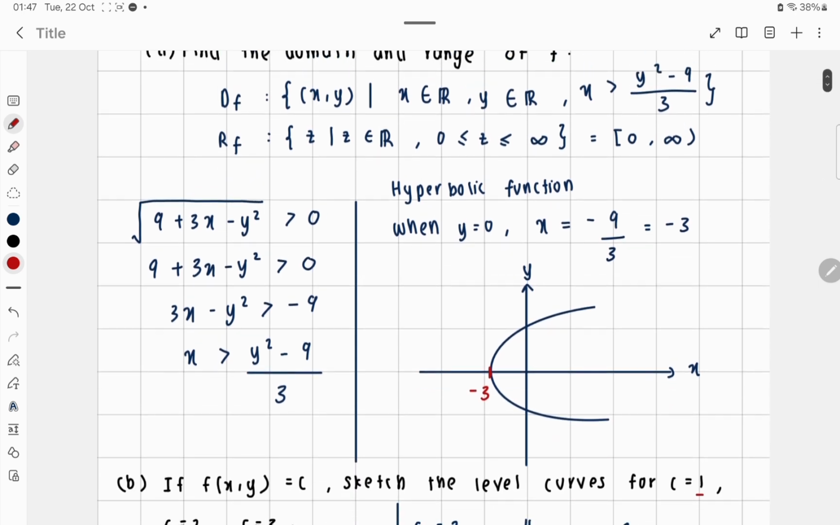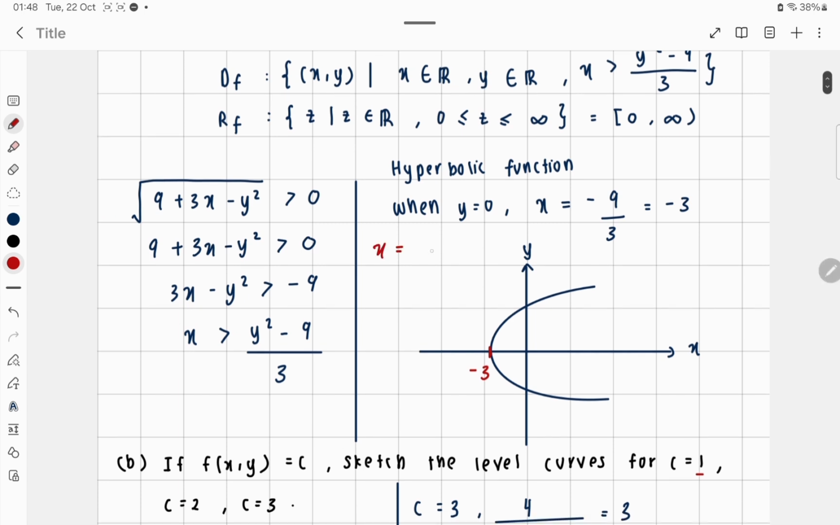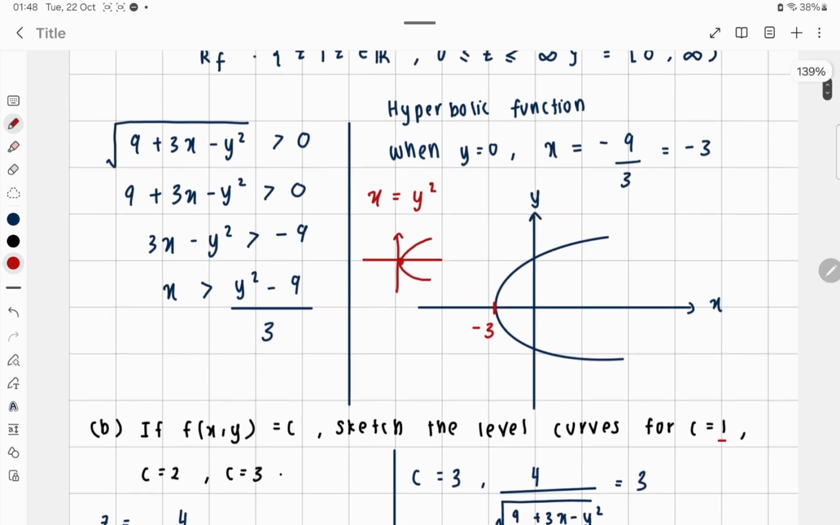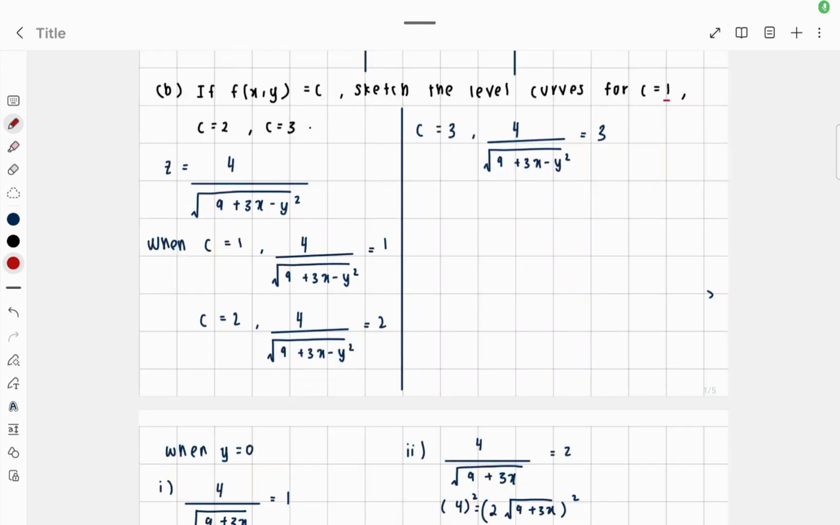Based on this function, we are supposed to get a hyperbolic graph. Since x is equal to y squared, the curve will touch the origin. Since this is not the same, we need to modify it by letting y equal 0 and getting the value of x, which is negative 3, so that the graph will shift to the left by 3, and we will get this graph.